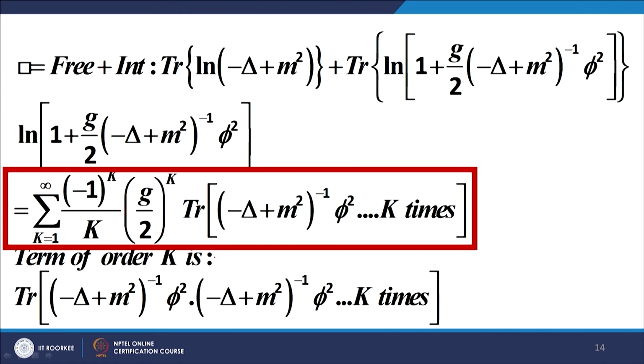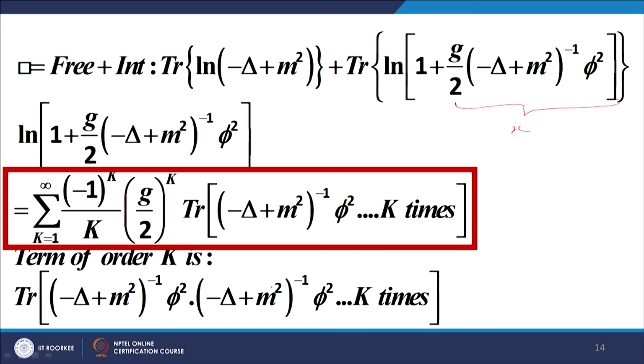So, it can be expanded as a power series in x, which in our case is g by 2 times the expression minus Laplacian plus m square minus 1 phi square. So, that is what we have done in the red box. This whole logarithmic series is expanded as a power series in G, and the kth order term will obviously be of the form given in the bottom expression on this slide.